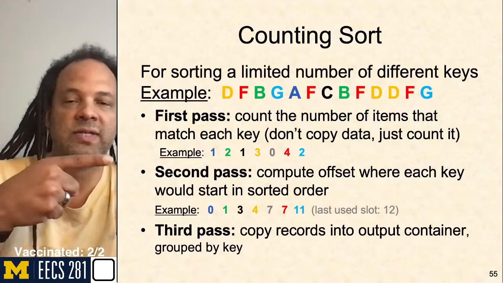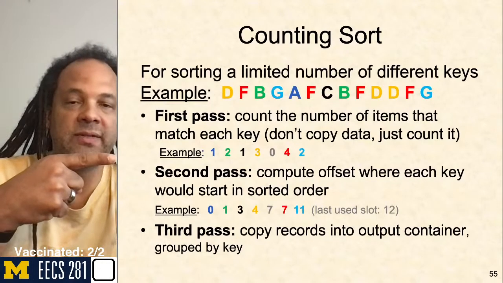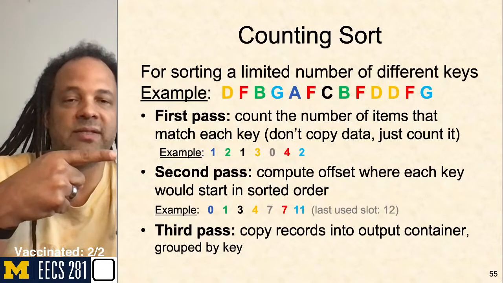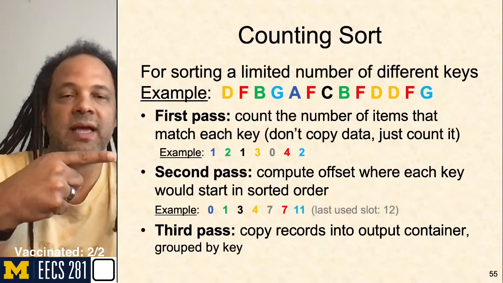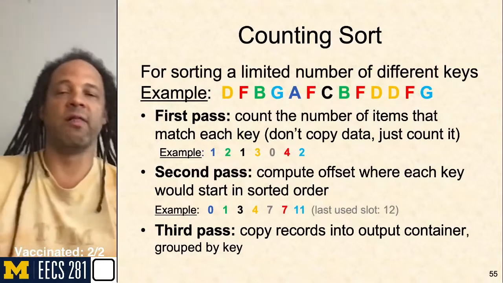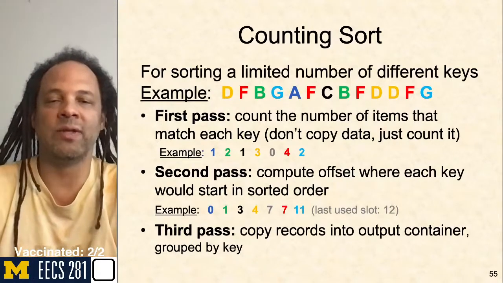So the counting sort goes through and first totals up the number of them. You see in this example there's 1 A, 2 B's, 1 C, 3 D's, 0 E's, 4 F's, and 2 G's. So that's my first pass. I've run through all of the data in a linear amount of time and totaled up how many of the independent ones that I have.